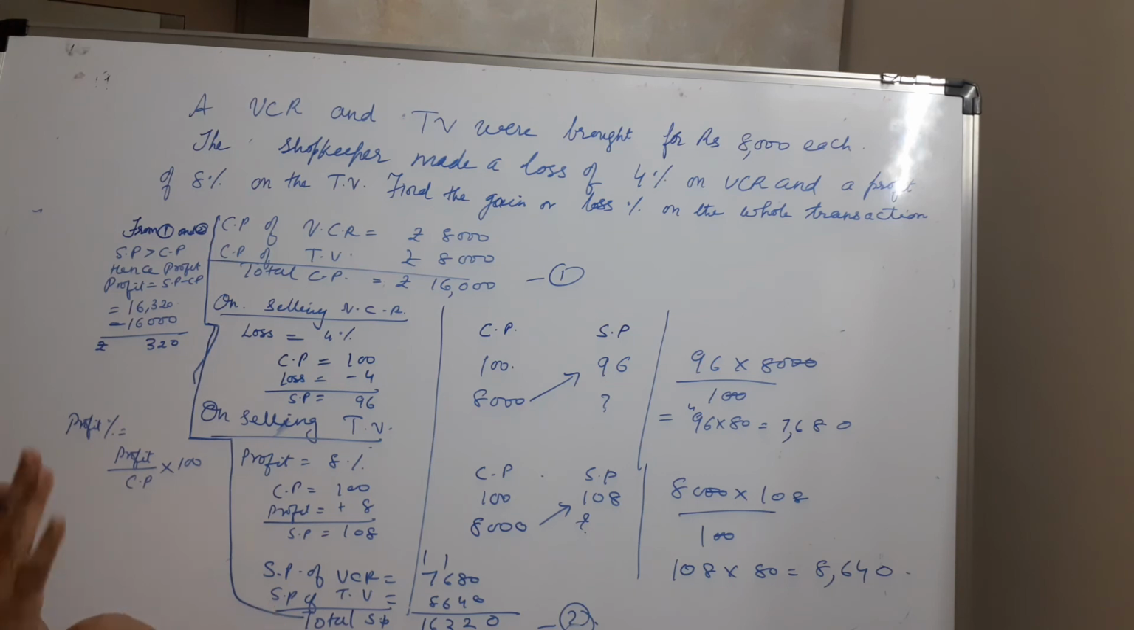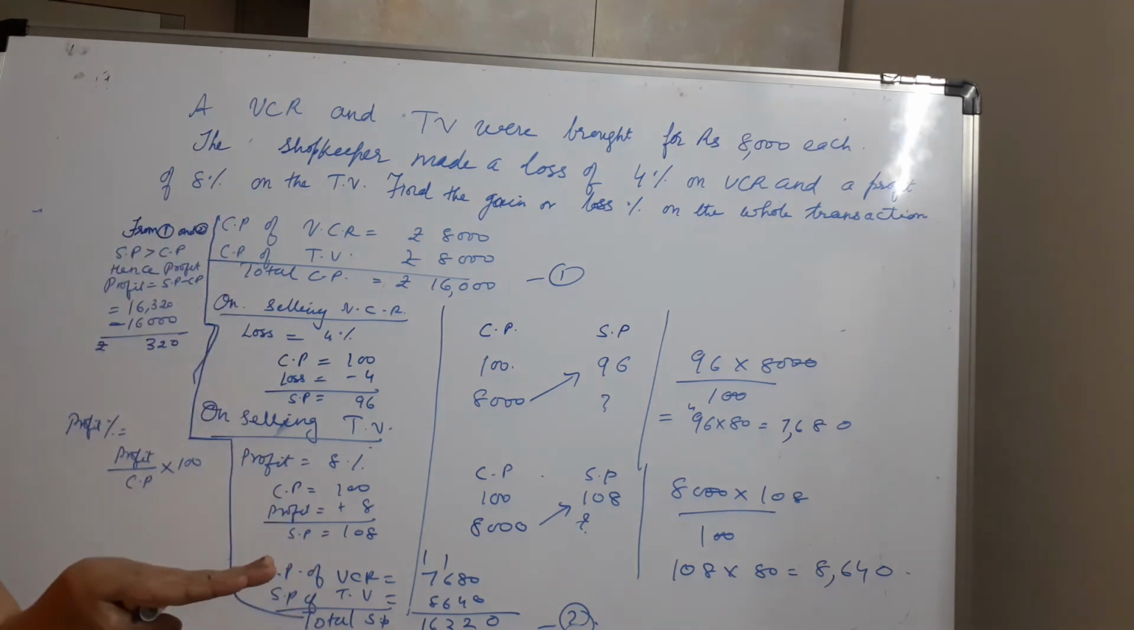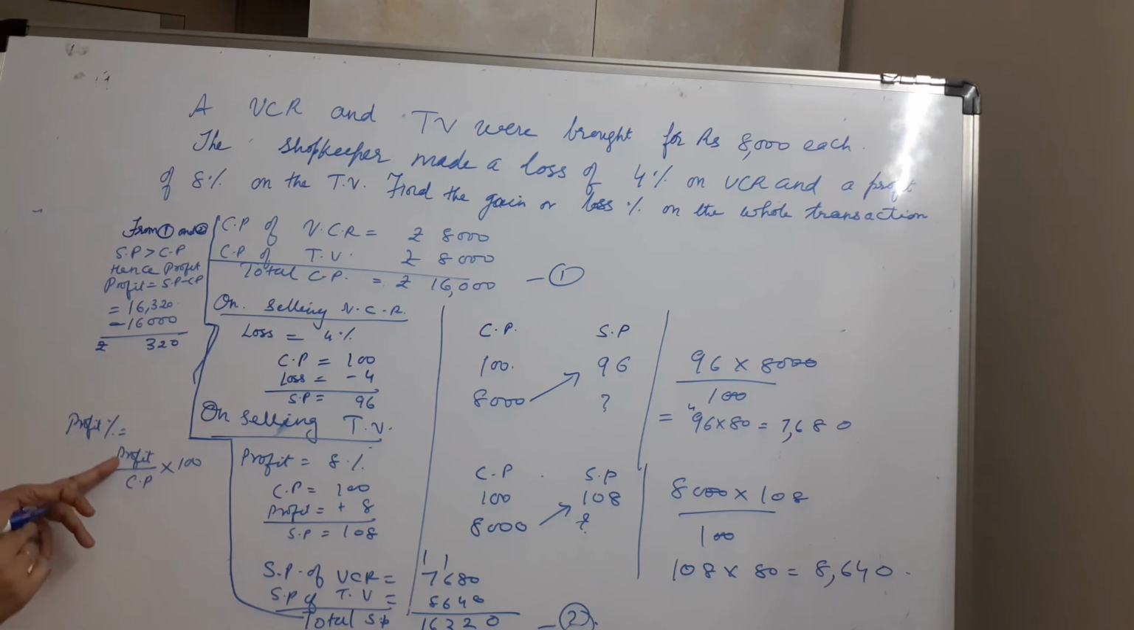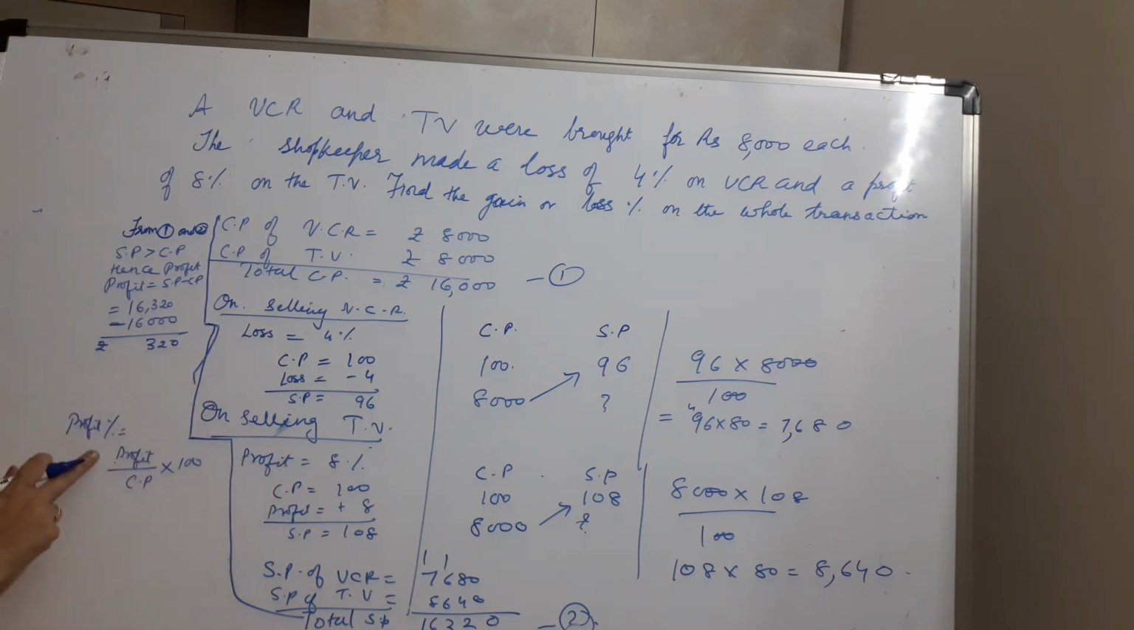Base is CP, never SP. On CP you earn profit. On CP you get loss. Not on SP. So whatever is the total value in the denominator will be CP. If it is an increase, then profit will come in the numerator. If it is a decrease, then loss will come in the numerator. So loss upon CP or profit upon CP. CP is the base amount on which you are incurring profit or loss, and then multiplied by 100.